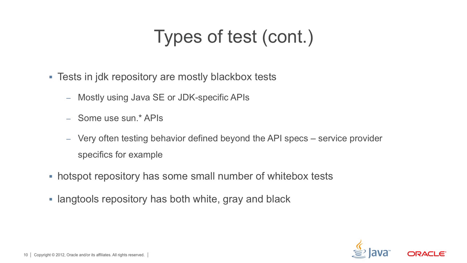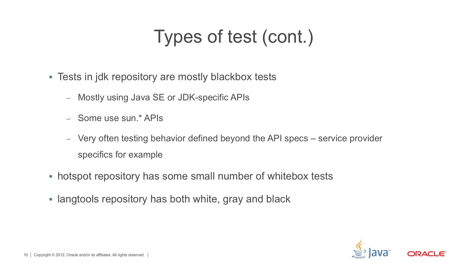Okay, so just a few other points about the types of tests. I think for the most part, we could say the tests are black box tests. They're testing particular APIs, and sometimes they're testing JDK specific APIs, not just Java SE APIs. Sometimes they're testing highly implementation specific APIs, such as sun.* APIs. Another point about the tests is that they're often testing behavior that is defined well beyond the API specs. Service provider specifics, for example, or very much implementation specific behavior. You'll see that in a lot of the tests.